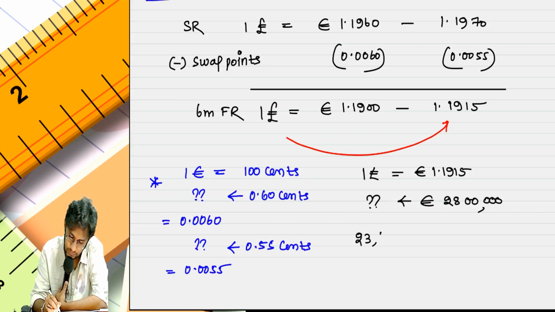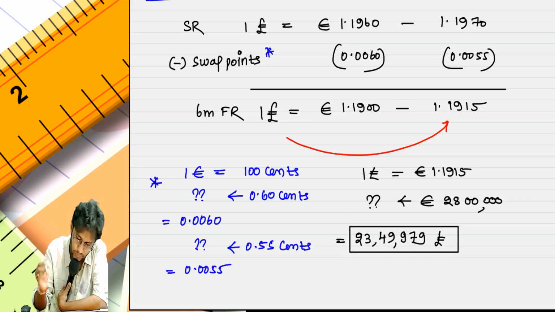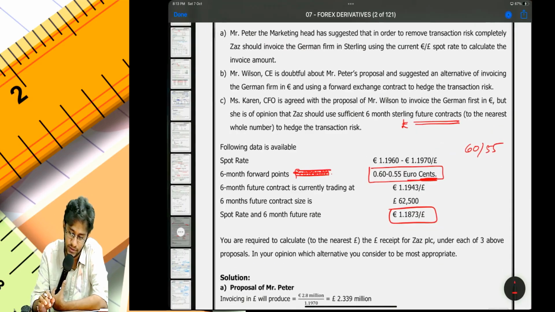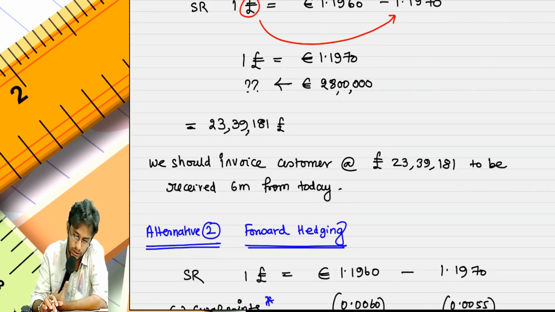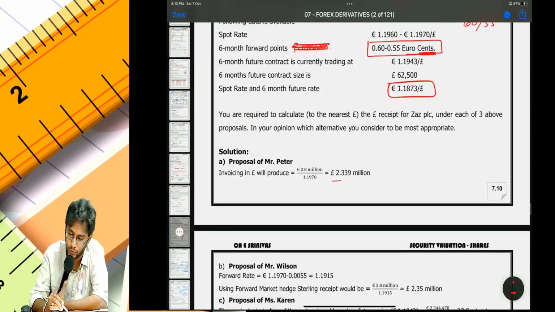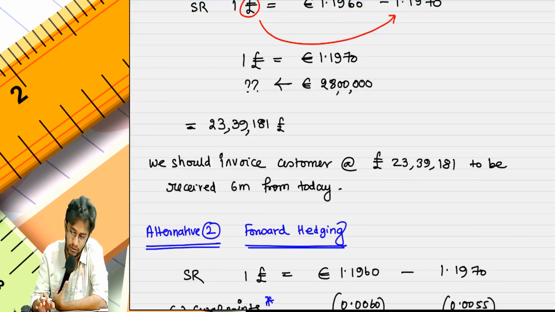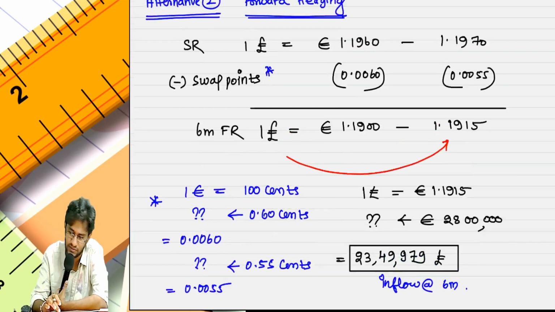23 lakhs, 970. This is your inflow at 6 months time. You can check the answer, sir. They presented the sum in millions. So the first one you got 23,39,181. He called it 2.339 million. This one he called 2.35, but actually you got 2.34997, so 2.35 is fair enough.